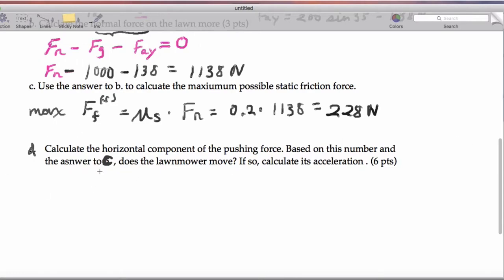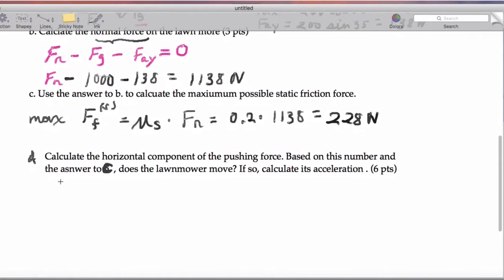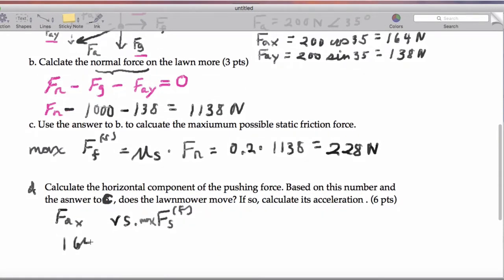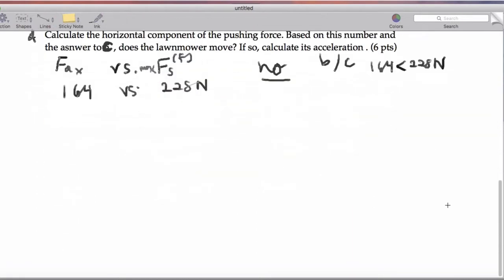So now to see if it moves, horizontally, we have to look at FAX and compare it to the maximum static friction. And when we compare this 164 newton force versus the 228 newtons, the answer is no, it does not move, because 164 is less than 228 newtons. All right, so that's part D.